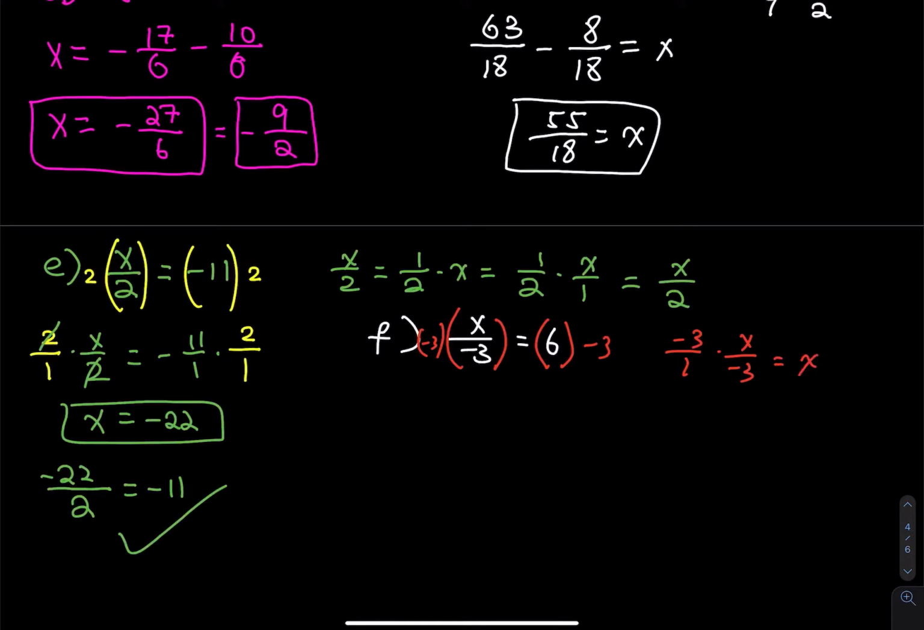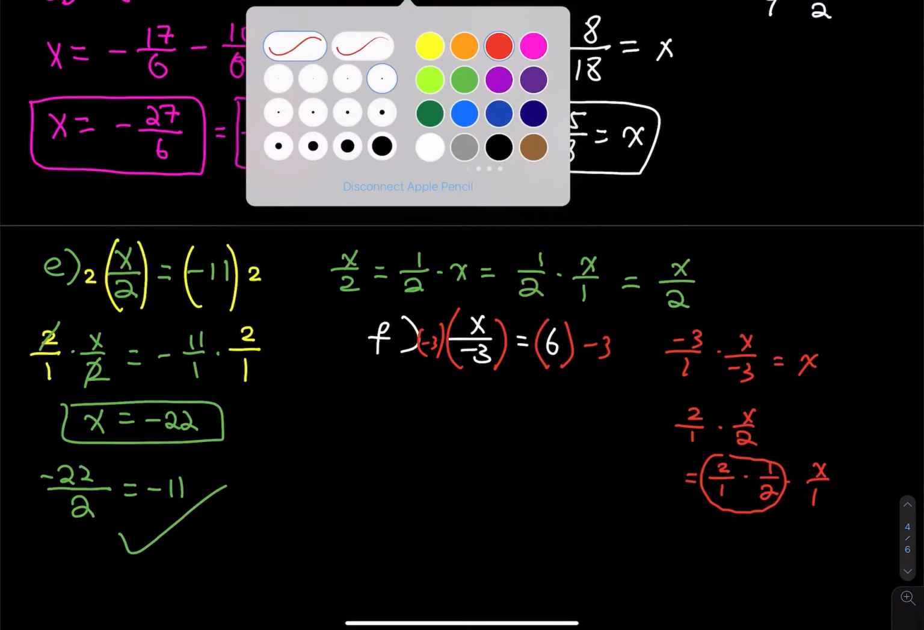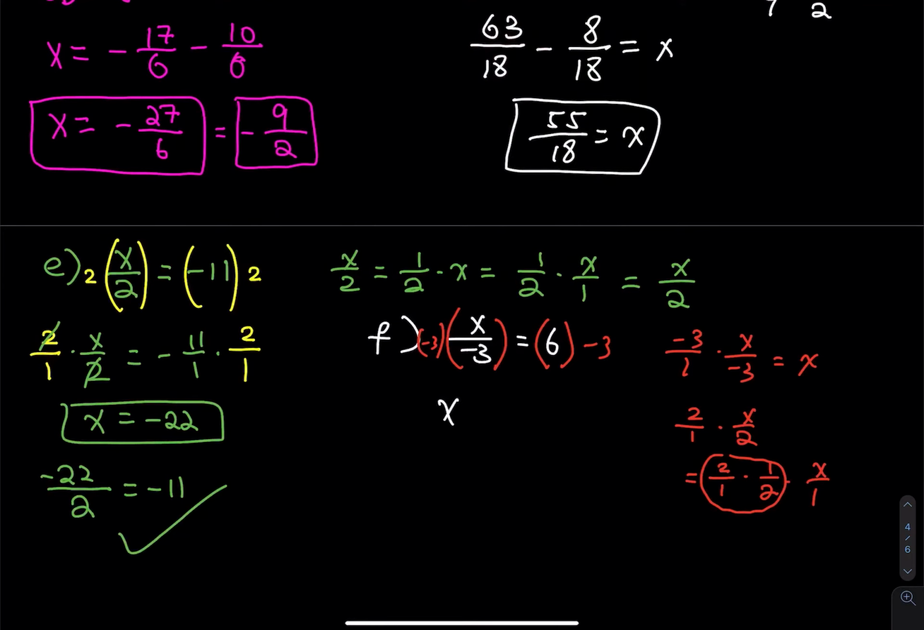Think about this. 2 over 1 times x over 2. That is the same thing as 2 over 1 times 1 over 2 times x over 1, right? So 2 divided by 2 is gone. So you have x only. Then back to our equation, you have x equals negative 18. Check. Negative 18 divided by negative 3 is 6. So my negative 18 is correct.